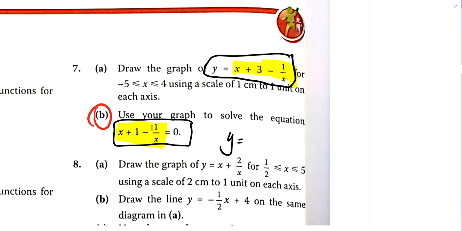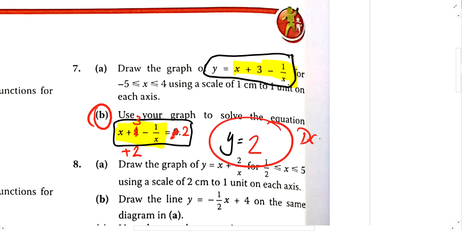So what do I have to do to make them the same? What do I need to add here? Plus 2. So if I plus 2 to the left hand side, I get x plus 3 minus 1 over x, which is what I have there already, right? Which is my graph already. But I can't just add 2 to the left hand side without changing the right hand side. So what goes to the right hand side? So this becomes 2. And this becomes now 3. So I must draw the graph of y equals to 2. Draw this. Then find the intersection. X coordinate will be the answer.